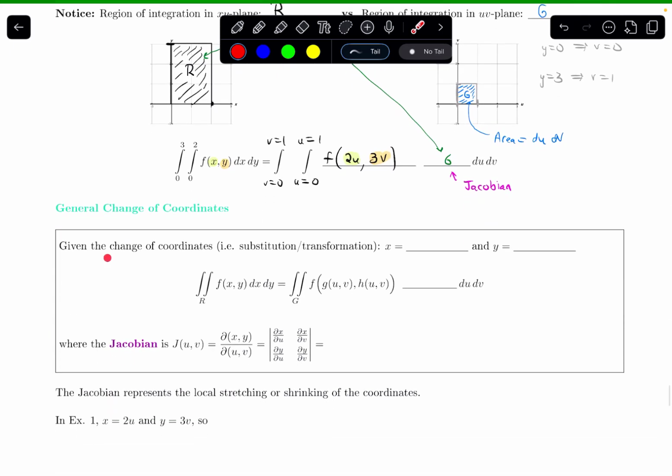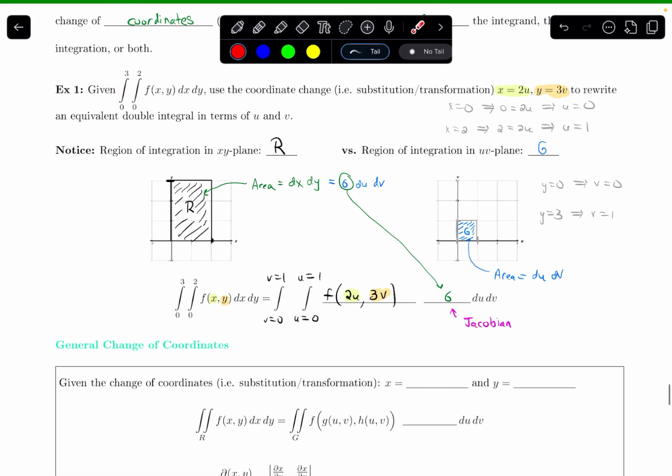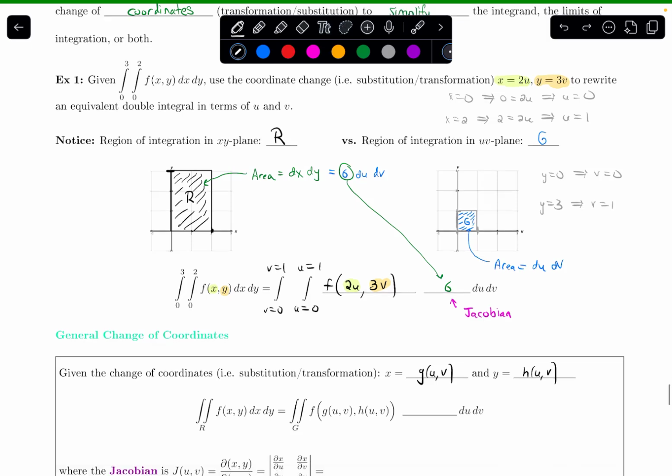When I'm doing a change of coordinates and I substitute by letting x be equal to some function, I'm going to call it g, and it could be in terms of u and v, even though in this formula it was just with a u. And y is going to be some function h of u and v, even though here it was just in terms of v. It could also have u's in it.